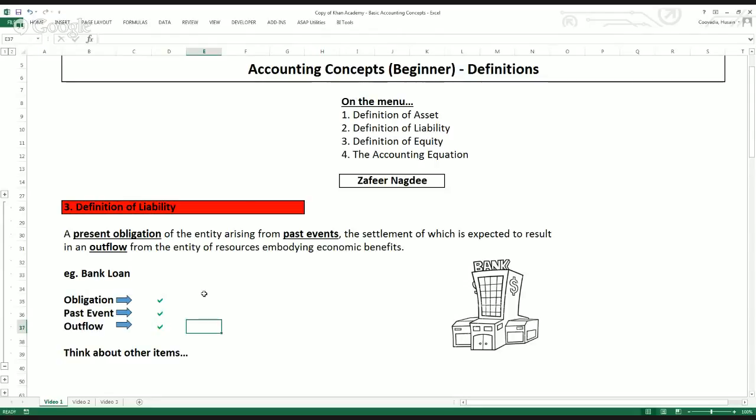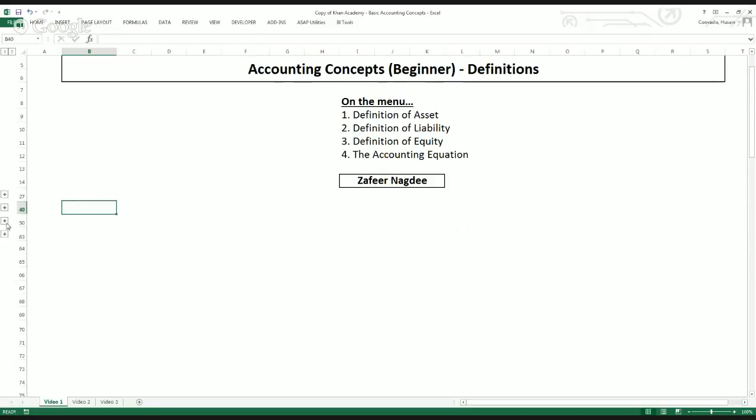So once again, I'd like you to think about some other items that you come across in your normal everyday life and apply the definition, apply those three elements and see if you can arrive at the conclusion as to whether they are liabilities or not. So things like credit purchases of inventory, things like receiving services for wages that you haven't paid as yet. And those are some of the things that you would expect to see in a normal everyday business.